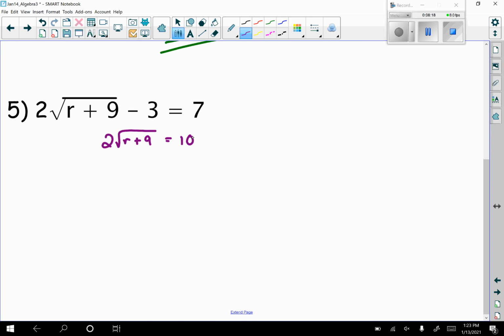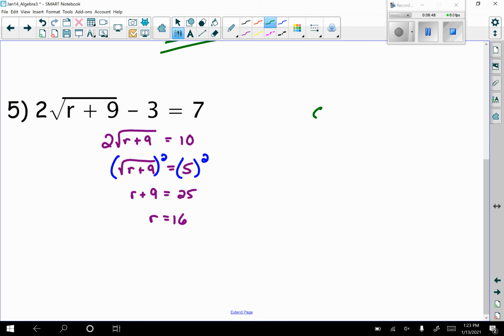Then we have to get rid of that 2, much like we got rid of that negative 1 that was in front of our radical in the last problem. So now we're going to just divide both sides by 2. So the square root of r plus 9 is going to equal 5. And now we want to do what, guys? Hopefully you're thinking square both sides. Yes. So here we get r plus 9 is going to equal 25. And we simply subtract 9. And we get r is equal to 16.